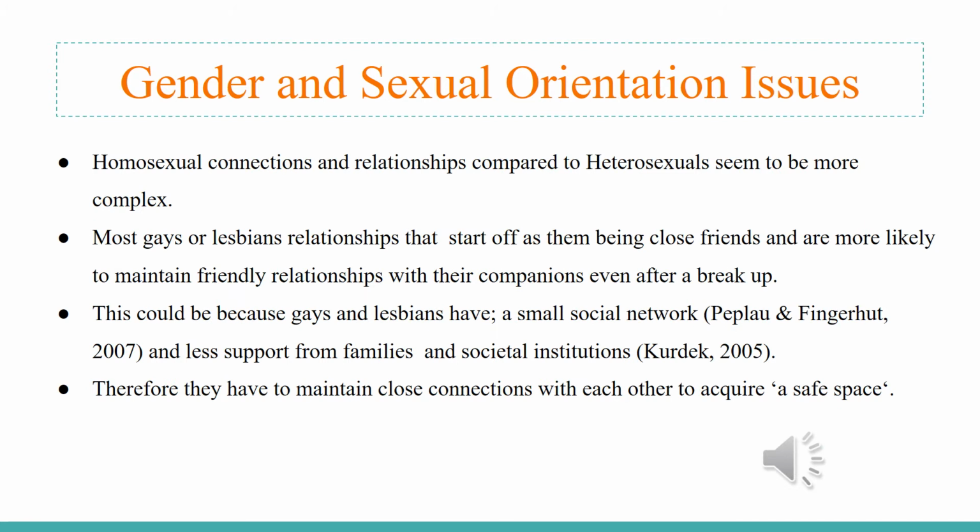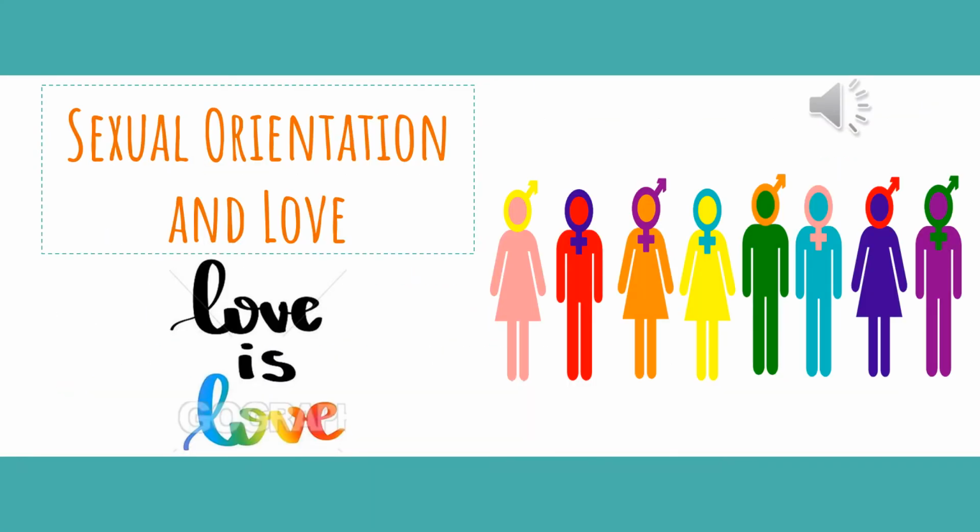Unlike heterosexual relationships, homosexual connections tend to be more complex, as most gays and lesbians who were previously in a relationship tend to remain friends long after they have broken up. This may be because homosexual social networks are much smaller than heterosexual social networks, and therefore they rely on each other for long-term support. Sexual orientation and love.